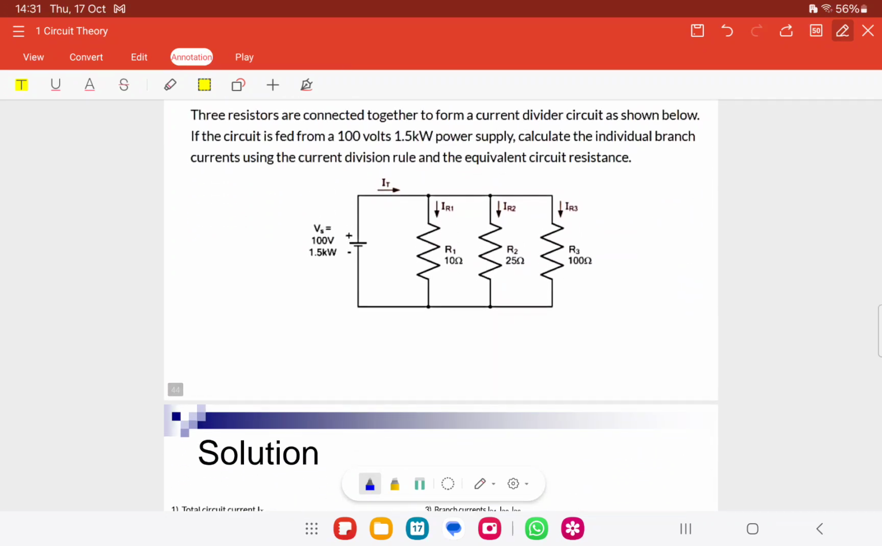Okay. So now what is the first thing that you need to get? Okay. So find the R total. Apa R total dia?